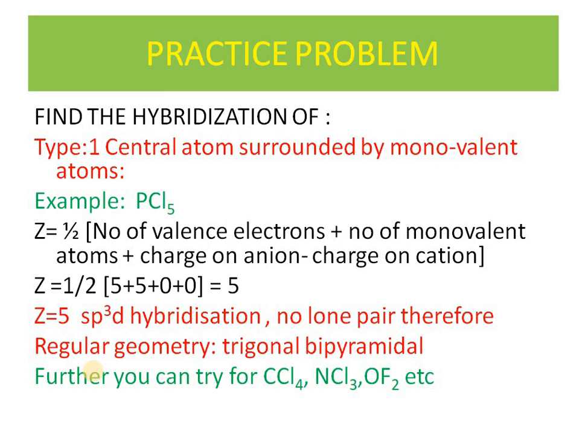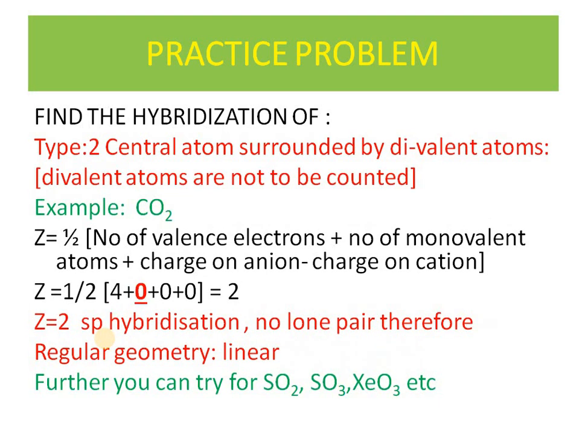Okay, so you can try a similar type of example. The hybridization may not be the same, but the type is similar. There are only monovalent atoms attached. Now type 2: the central atom is surrounded by divalent atoms. Divalent means valence is 2.